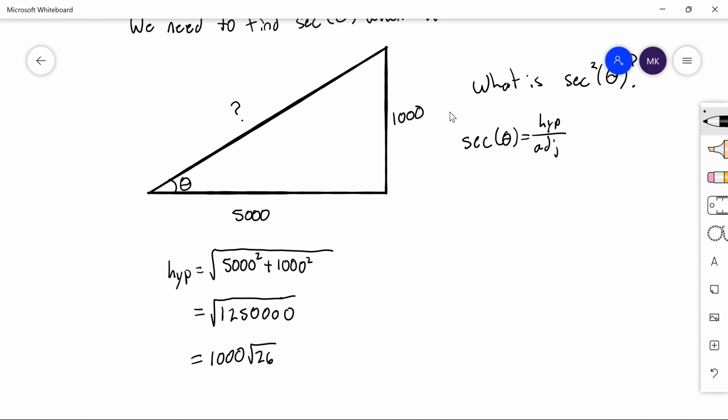So that means that secant squared of theta is our hypotenuse, which is 1,000 root 26, over 5,000 squared. I did the math, I crunched the numbers, and that comes out to 26 over 25. Any questions on that?